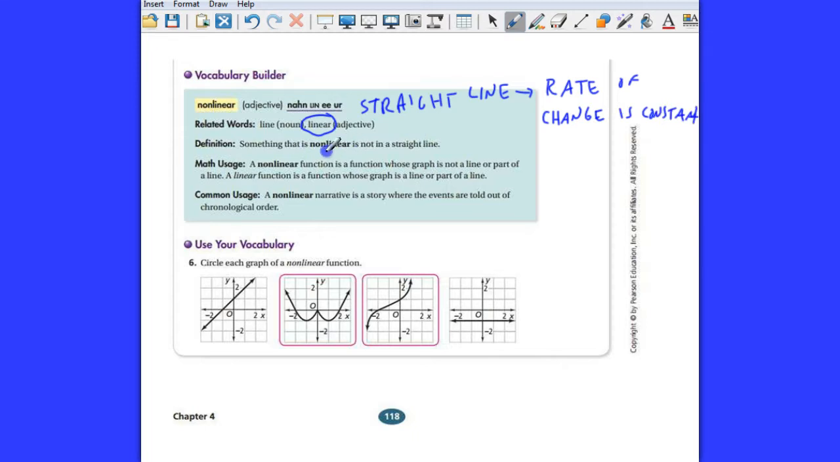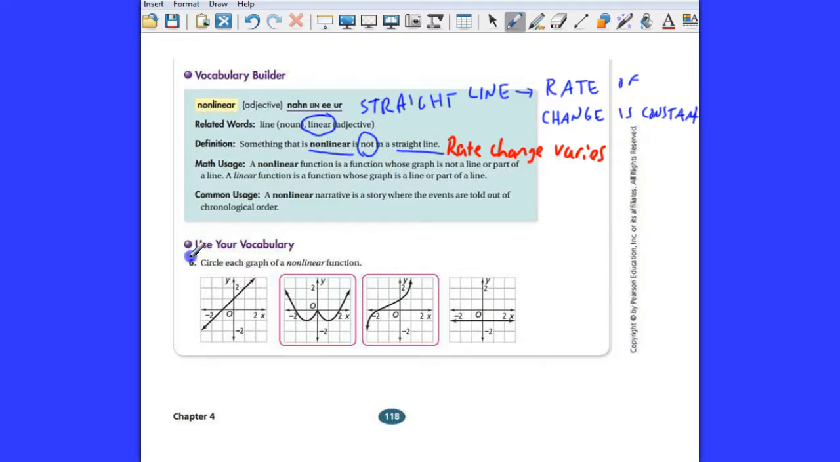And then nonlinear then would be not a straight line. Okay, not a straight line. And I'll change to red here. And nonlinear, the rate of change varies. In other words, it's not the same all the way through the graph. Okay, so if you have any part of a graph that is not a straight line or doesn't have a constant rate of change, it would be nonlinear.